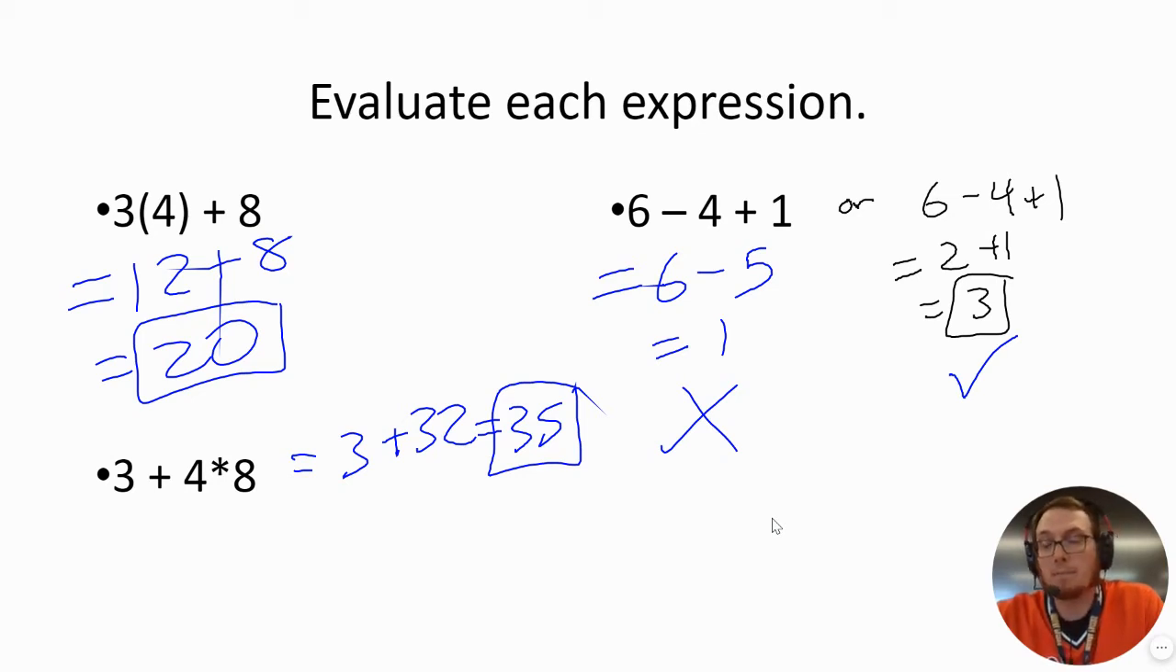On the bottom left side, the 3 plus 4 times 8, a mistake that you might see is that some people will take 3 plus 4 first, but the order of operations says that you have to do 4 times 8 first and then add the 3 to it after that. So you want to make sure it's 4 times 8 and then add the 3 to it in order to find that answer. And so 4 times 8 is 32 plus 3 is 35.